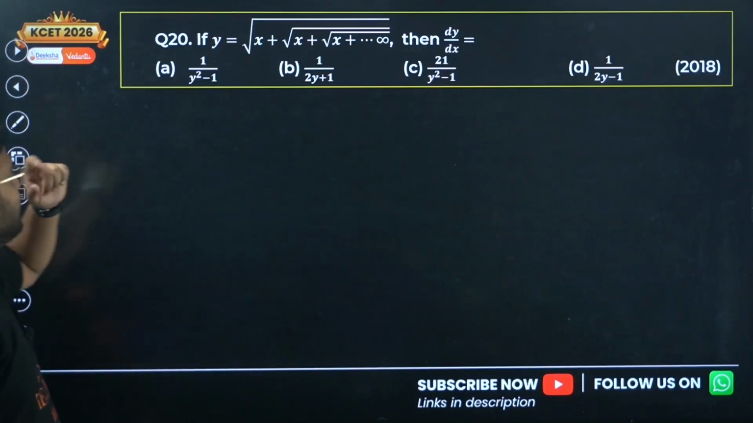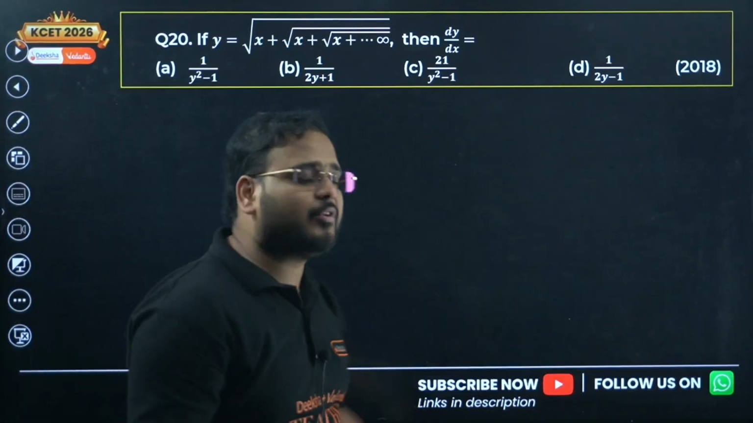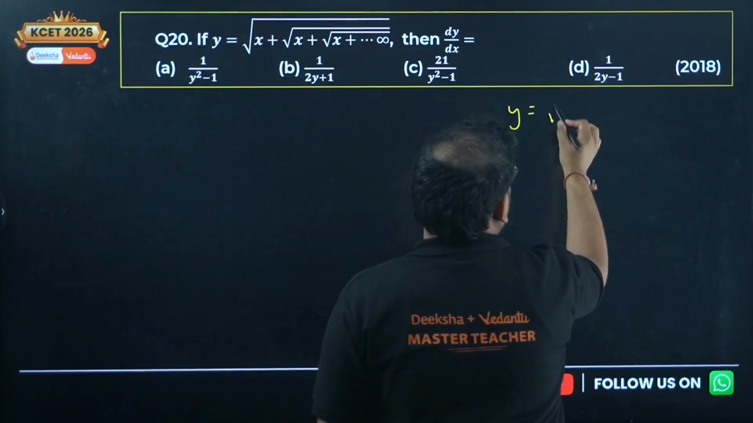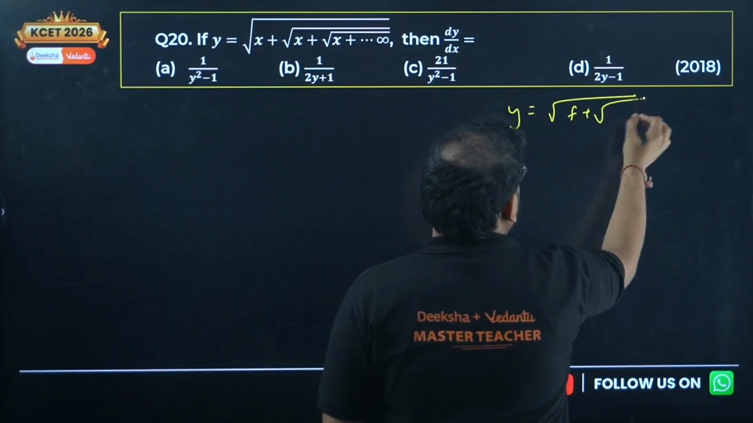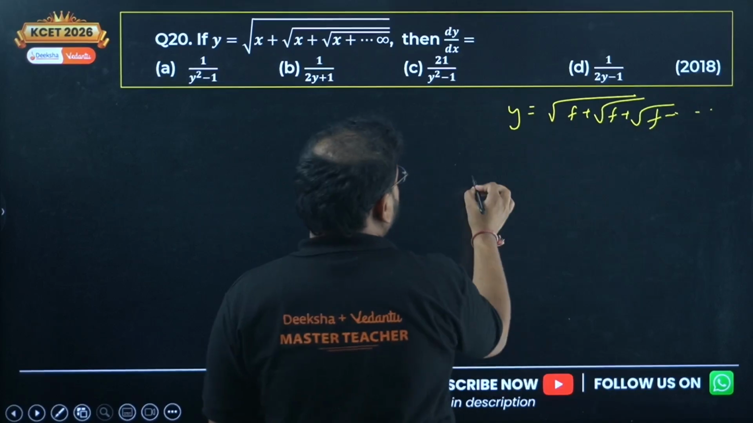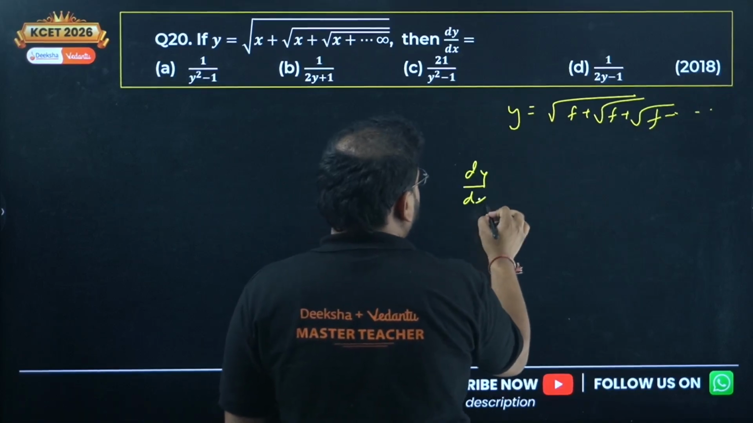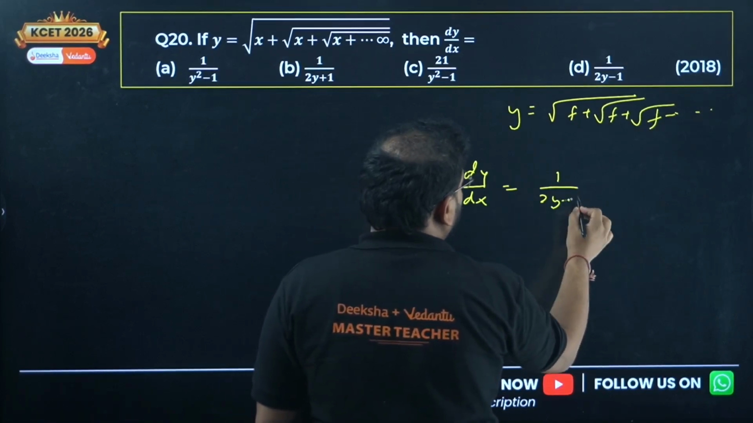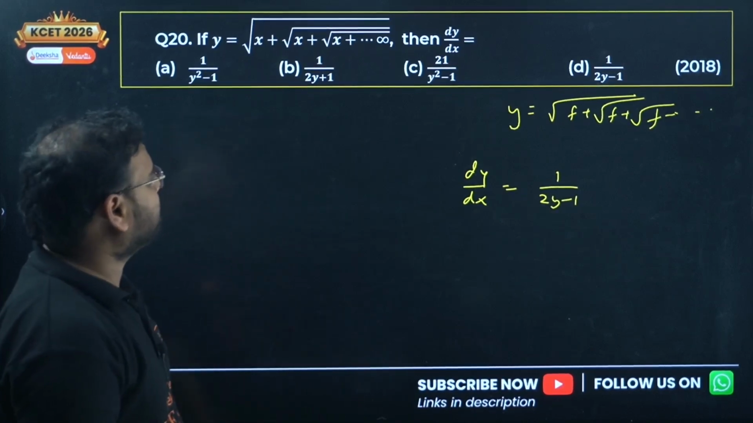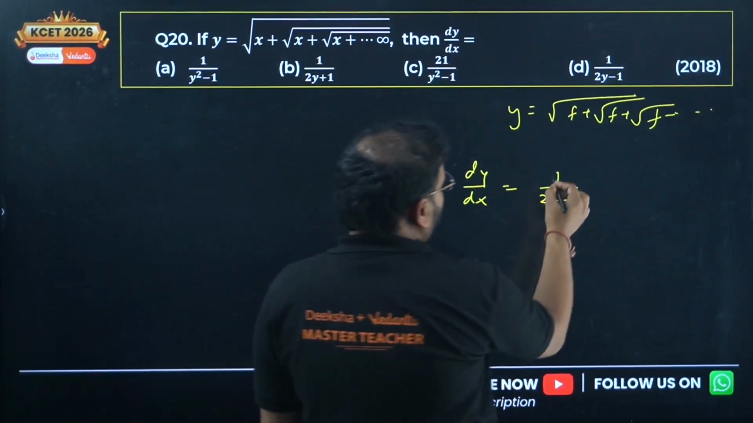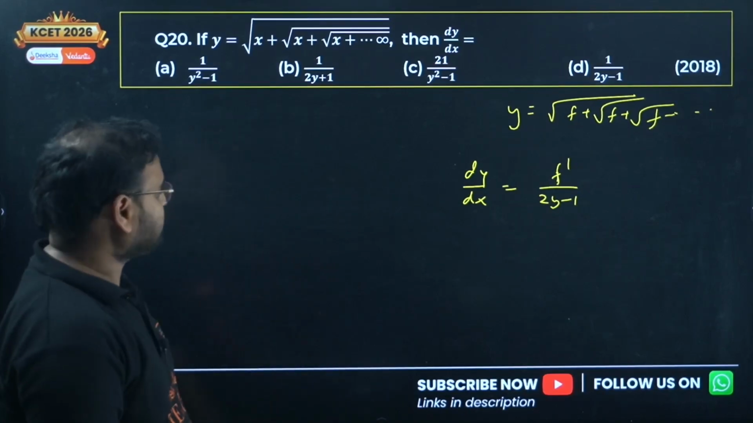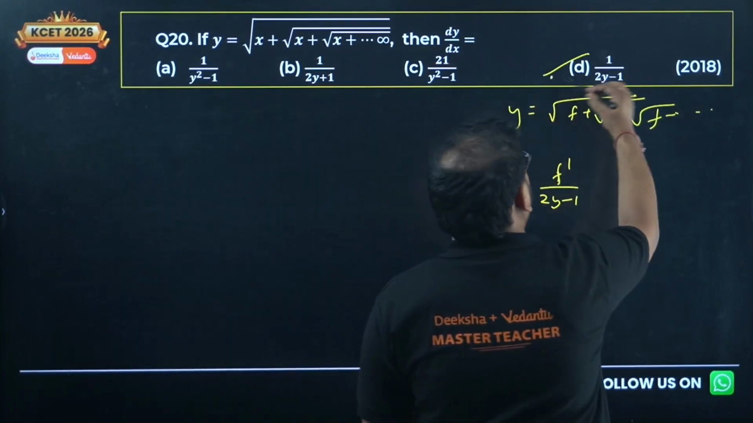20th one. This is again a result. Whenever you have a function like this, y equals root of f plus root of f plus root of f, so on till infinity, the answer is very simple. F dash upon 2y minus 1. Answer in this case will be D.